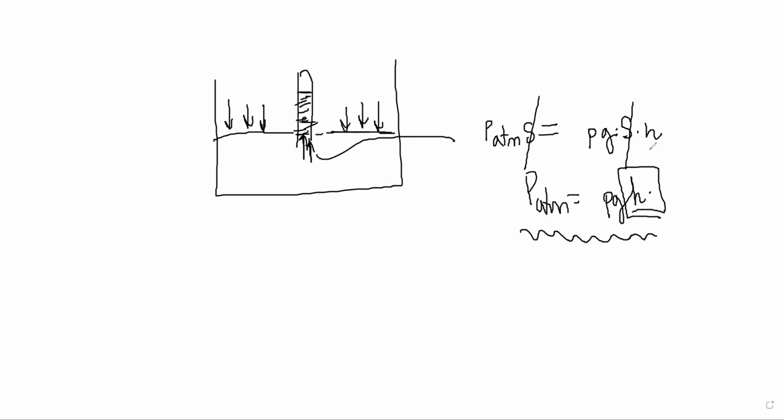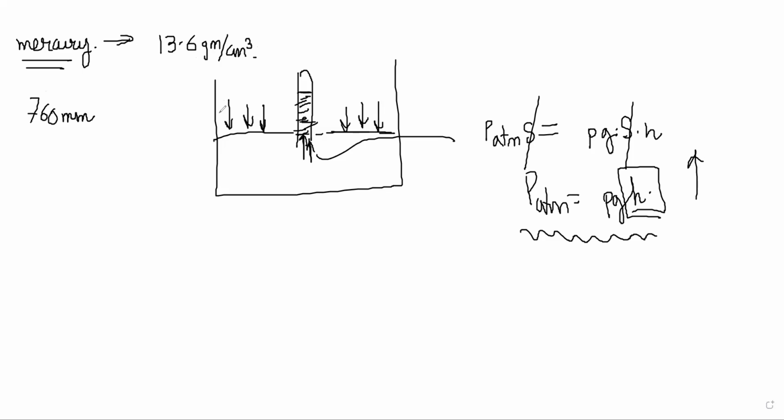That is why we use mercury in barometers, because mercury as a liquid has a high density: 13.6 gram per centimeter cube, whereas water is only 1, right? So if you are using mercury, the height raised is not so much as compared to water. That's why we say 760 mm of mercury.